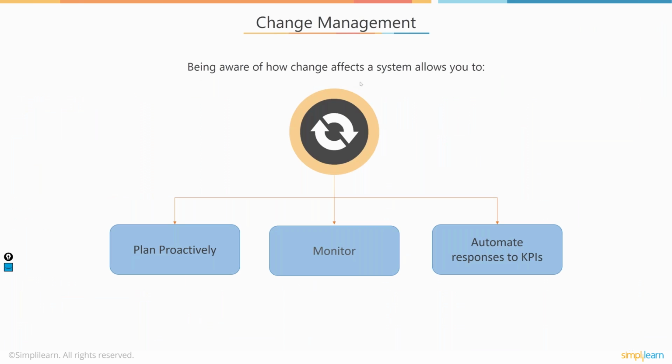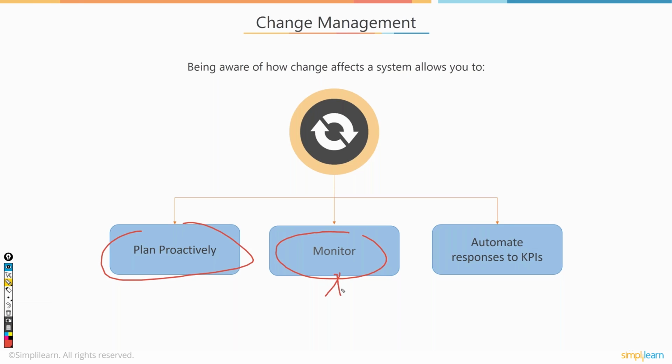Change management. Basically, all you need to remember is to be aware of how change affects the system and what changes are allowed. So you need to plan proactively, which means that you need to make sure that people don't have permissions that are overblown, that can destroy production environments. And you need to monitor all the systems.